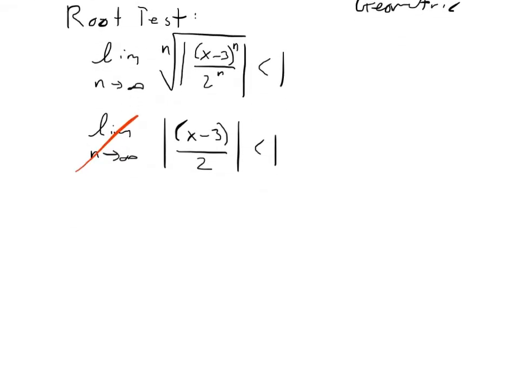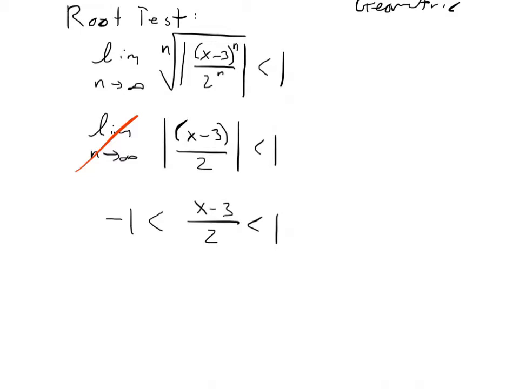I should take care to explain this next step. Think about it. If the absolute value of something is less than 1, what could this something be? Right? This something certainly could be less than 1, but it can't be like negative 5, because the absolute value of negative 5 is bigger than 1. When we say that the absolute value of something is less than 1, what we effectively are saying is that negative 1 is less than (x minus 3) over 2, which is less than 1. Saying that the absolute value of something is less than 1 is like saying that it's sandwiched in between negative 1 and positive 1, right?